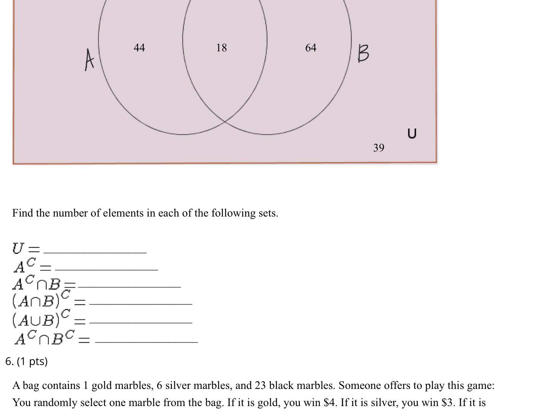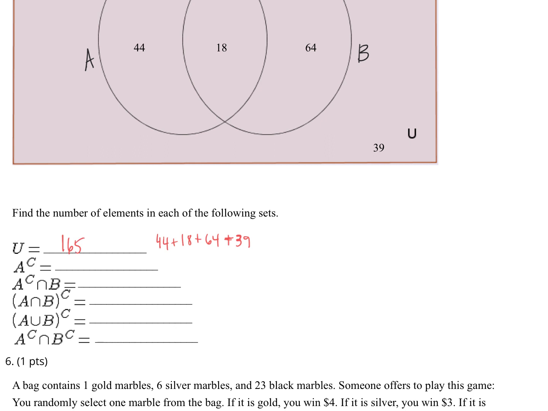Okay, so what is the universe? How many elements are in the universe? For the universe, you want to add up all of the numbers together. So let me do it on the side. 44 plus 18 plus 64 plus 39. And when I added that all up, I got 165. So the universe has 165 elements.